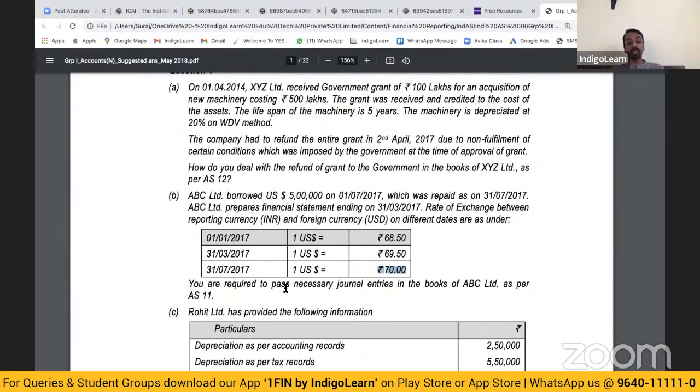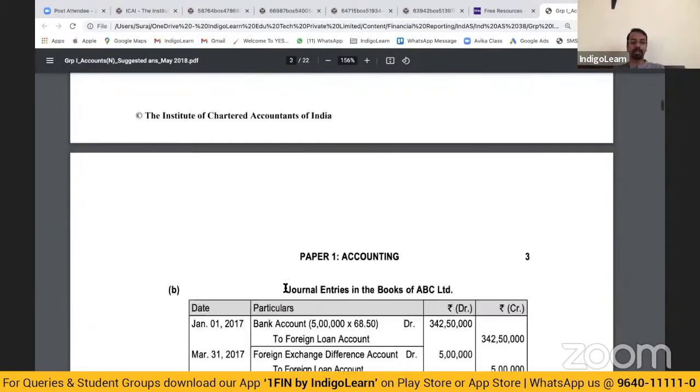Now, what is possible? First assumption is that the entity has not opted for 46A. You will debit it to P&L. Second assumption, entity has opted for 46A. Then you will add it to the cost of the depreciable asset. Okay, so that is how you will have to write the answer.